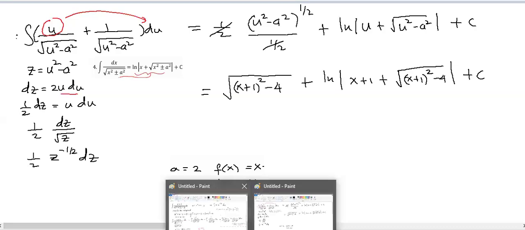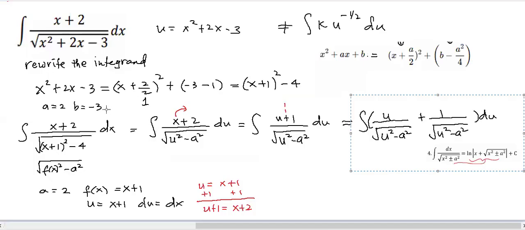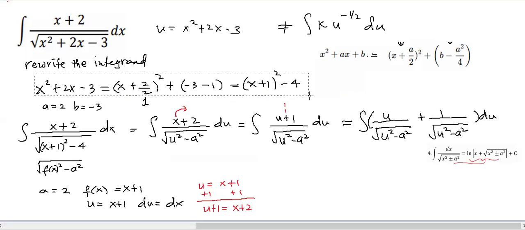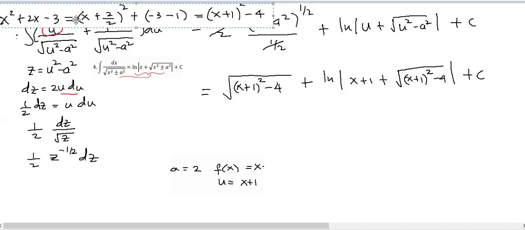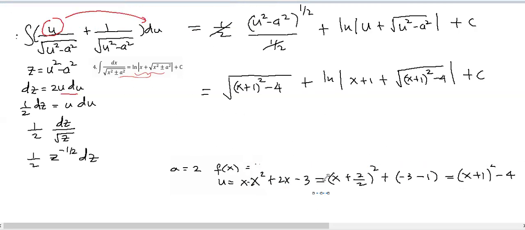Ano yung x plus 1? Ano yung x plus 1 square? Ito. Ito yun. Copy. Para makumpleto natin. Paste. Okay. Sorry.